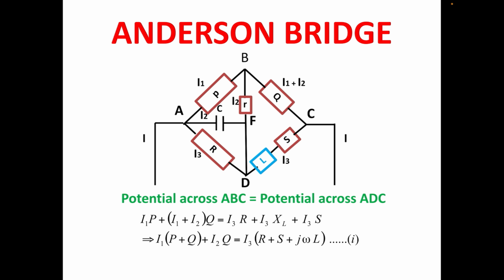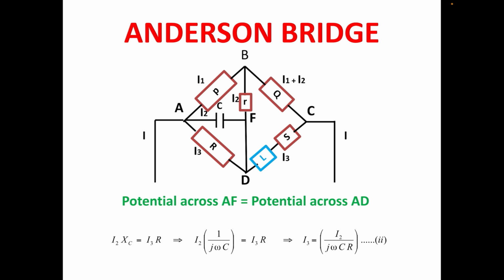For current through arm BFD to be zero, potential across arm ABC must be equal to potential across arm ADC of the circuit. Comparing the potential across arm ABC with the potential across arm ADC, equation number 1 can be obtained. XL is equal to j omega L represents inductive reactance of coil and j is equal to the square root of -1. Omega is angular frequency of current. L capital is self-inductance of coil that is to be determined.